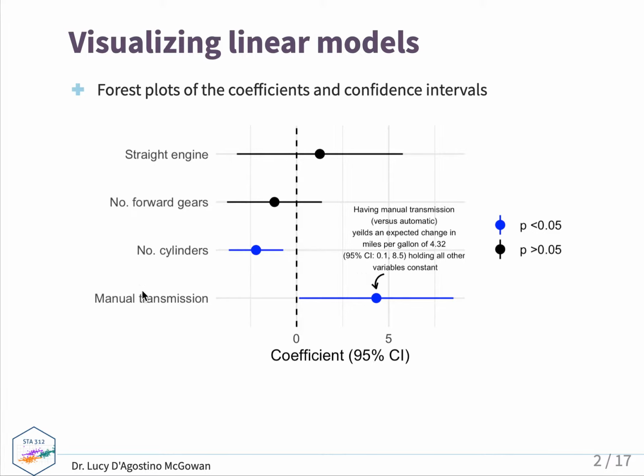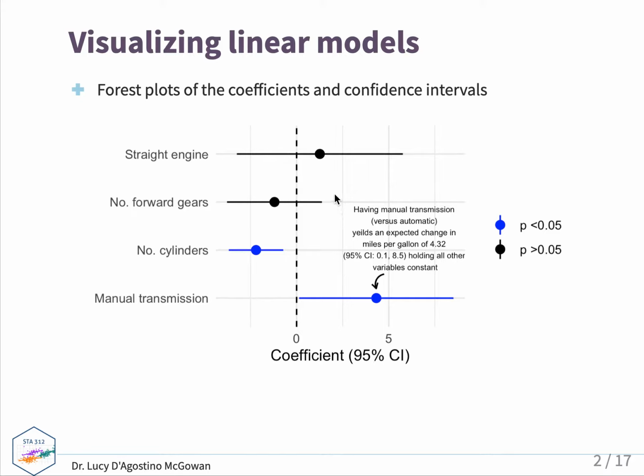And so in the story behind this model, I was asked by a stakeholder to fit this model in order to understand better the relationship between manual transmission, whether or not a car has manual transmission, and how that impacts miles per gallon. And so because that was my goal, that's going to be the point that I'm going to annotate. And so I've added this annotation saying having manual transmission versus automatic yields an expected change in miles per gallon of 4.32 with a 95% confidence interval from 0.1 to 8.5, holding all other variables constant.